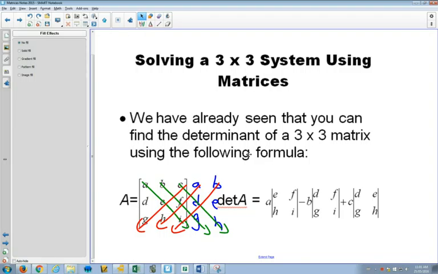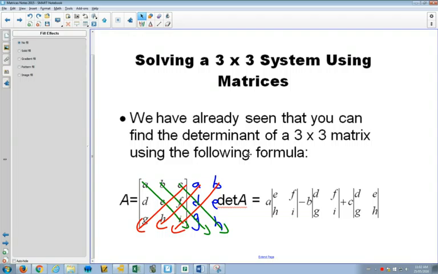So, solving 3 by 3. We've already done the 2 by 2, and we found out you need to find an inverse, and then once you've found your inverse, you can solve the equation. We're going to do the same idea with 3 by 3s, but we're going to do most of it with our calculator. But just a little bit of review.